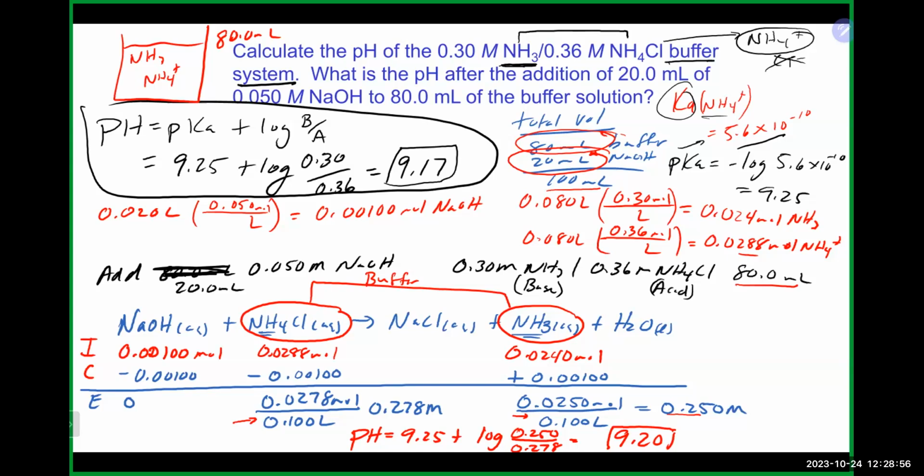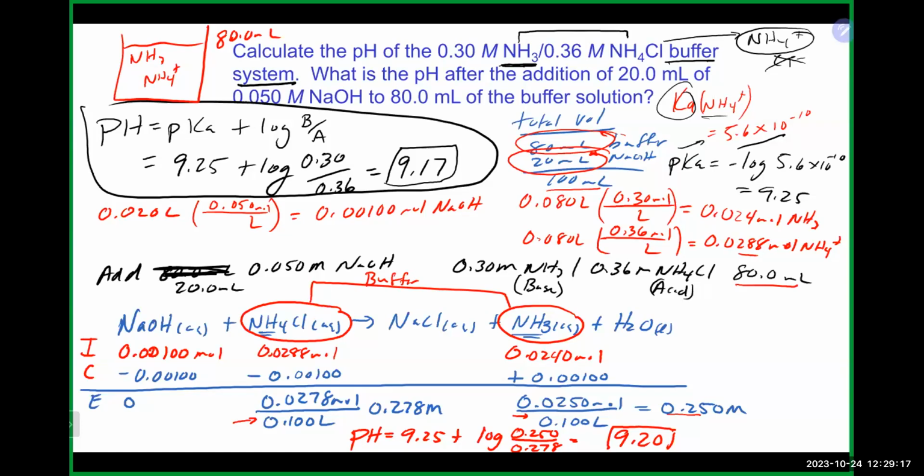All right, a couple of things on our answers. First off, was the buffer pretty good? Yeah, we started at 9.17. We added 20 milliliters of sodium hydroxide to it. It budged a whopping 1.3 of a pH unit. Did it move at least in the correct direction?